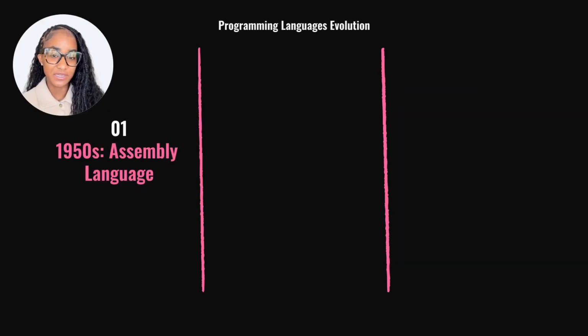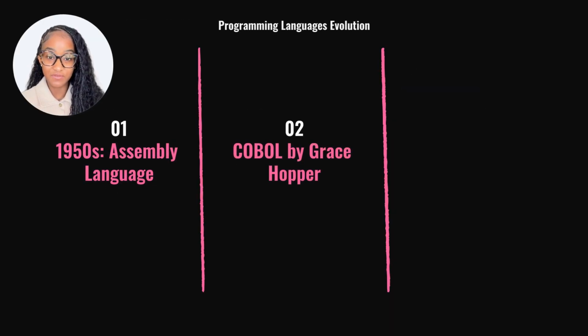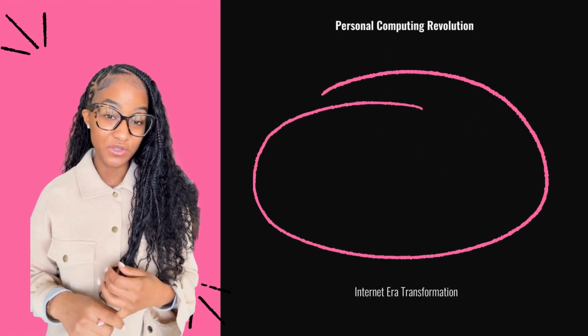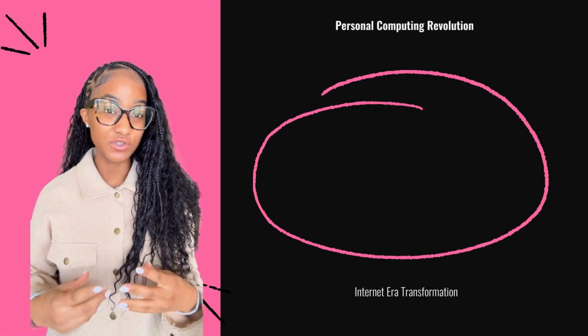In the 1950s, assembly language emerged, simplifying programming. Grace Hopper developed COBOL, a high-level language closer to human language. Fortran and BASIC made programming accessible to scientists and students, marking a significant leap in coding evolution. The late 70s and 80s introduced personal computers, empowering individuals to code at home.